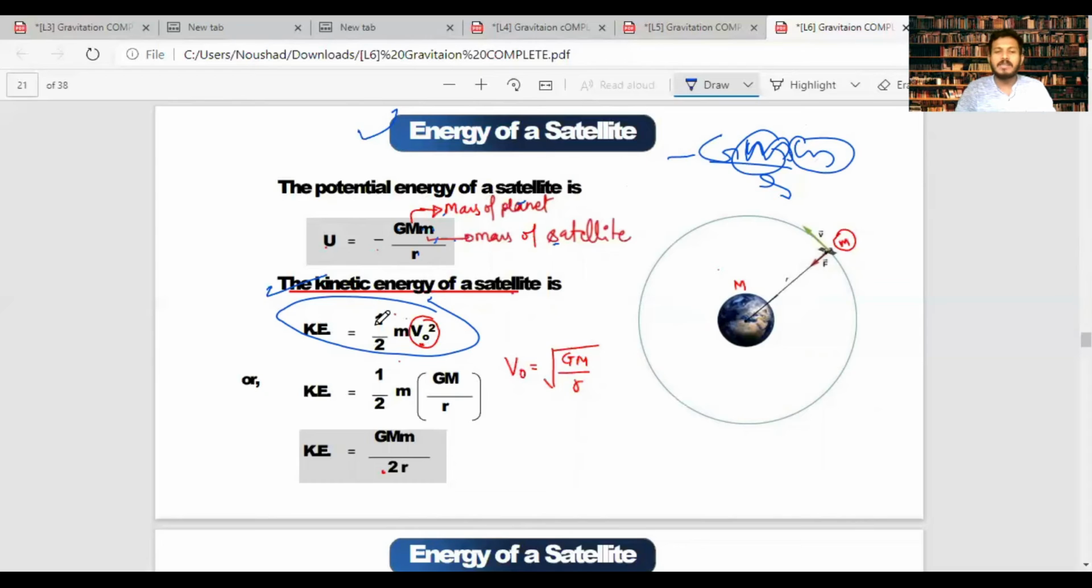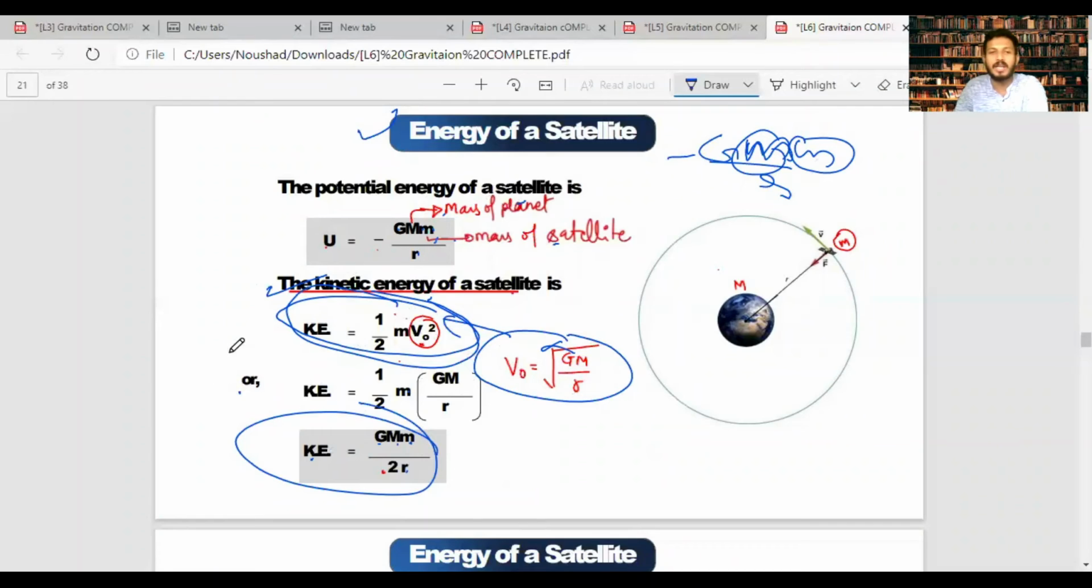Simple. Kinetic energy is calculated by using half mv square. What is half mv square? Half m into v0 square. Why v0? It is the velocity of the satellite. We have the equation v0 equal to root GM by r. Squaring it, the root is cut. So half into m into GM by r, so kinetic energy is GMm by 2r. Very simple. So the equations are U equal to minus G capital M small m by r, where capital M is the planet mass, because the satellite is revolving around that planet.